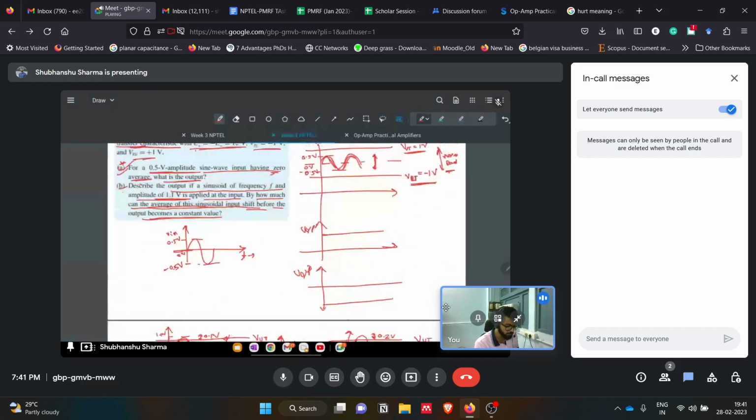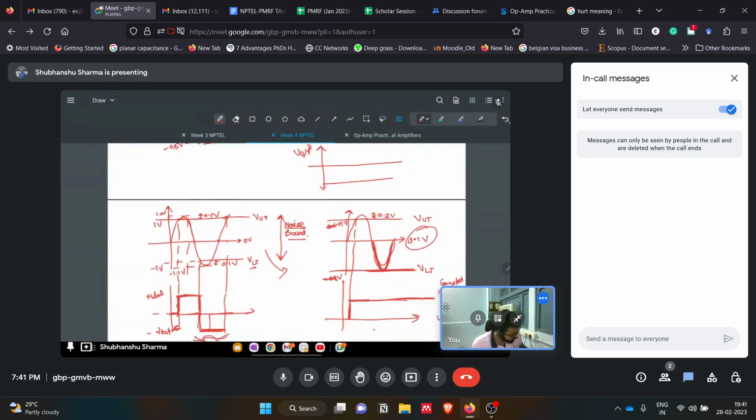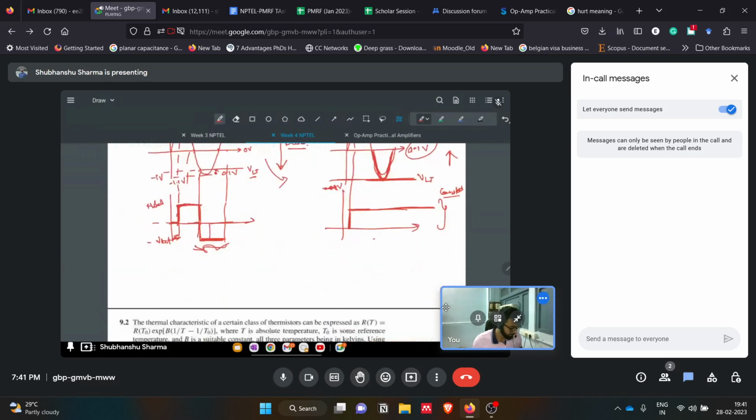Describe the output when a sinusoid of frequency f and amplitude of 1.1 volt is applied to the input. By how much can the average of the sinusoidal input shift before the output becomes a constant value? So we made the output constant by shifting it by 0.1 volts upwards. Okay. This was the circuit.